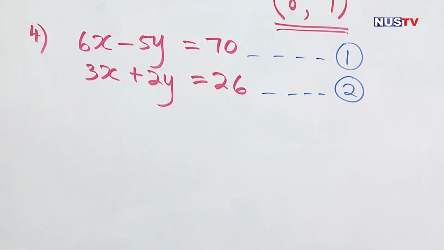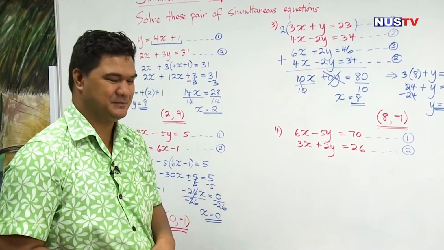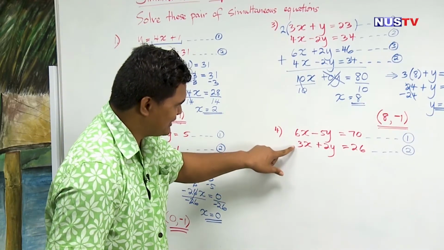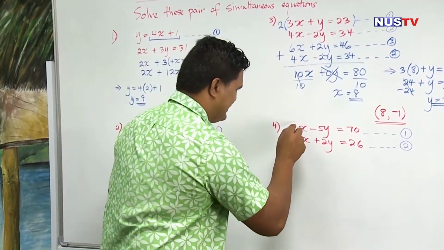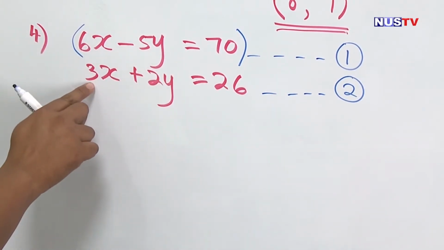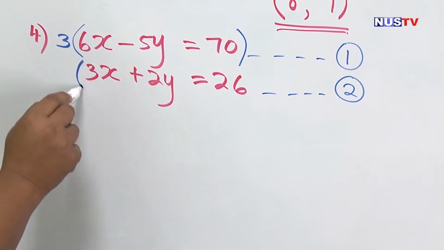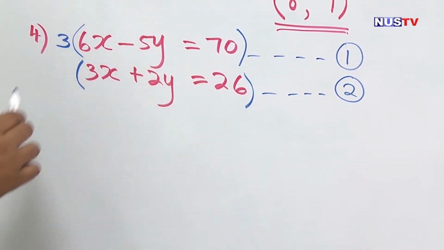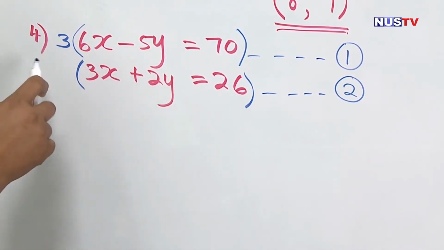So in our number 3, we were able to eliminate our variable y. Now in here, let's try to eliminate our variable x. Because we want to eliminate one of the variables, let's say we're going to multiply the top equation by the coefficient of x here, which is 3. And we will do the same with this one. We are multiplying the bottom equation by the coefficient of x there, which is 6.